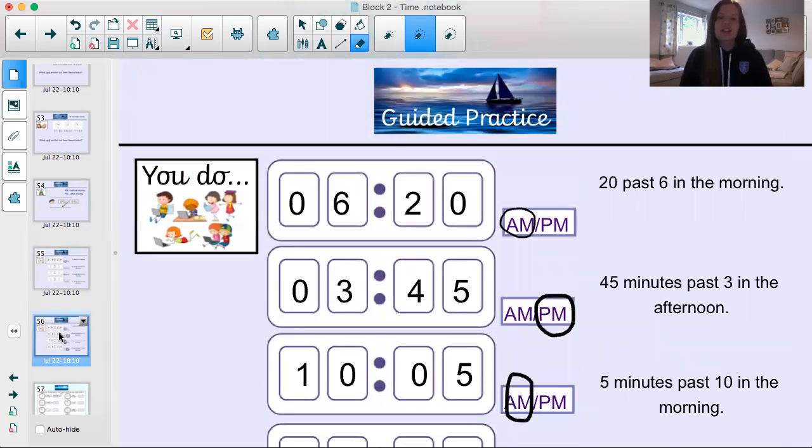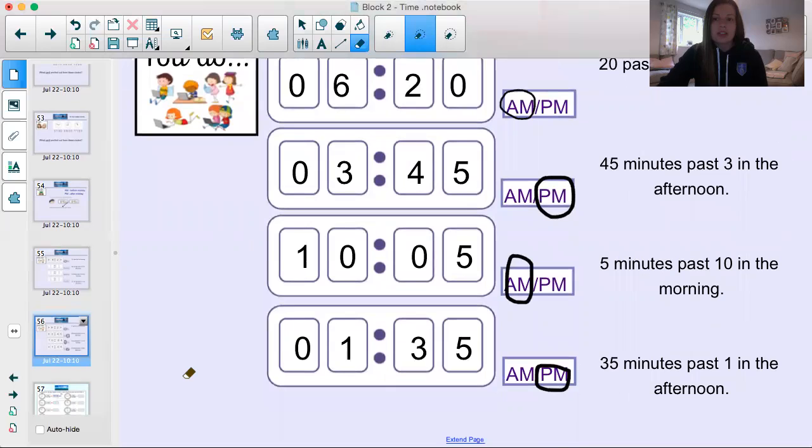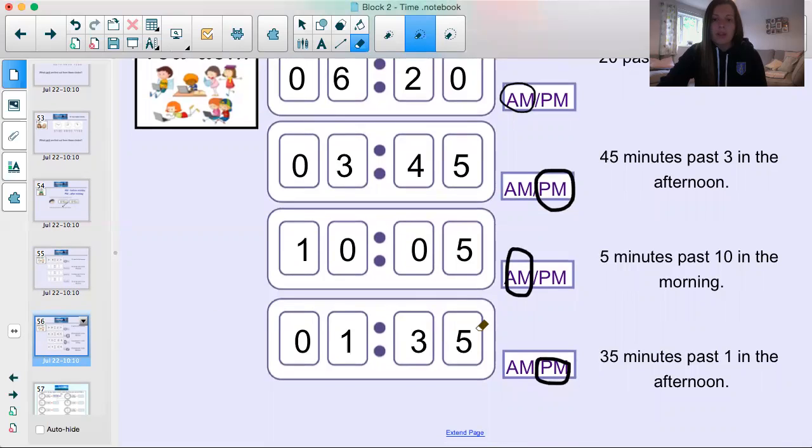Okay, so hopefully you've had a chance to fill out those clocks. Here are the answers. So 45 minutes past 3 in the afternoon, which you might also say is 4:45, should be 03:45 PM because it's in the afternoon. 5 minutes past 10 in the morning, 10:05 because it's 5 minutes past 10. And then I've put AM because it's the morning. 1:35 is the same as 35 minutes past 1 in the afternoon, or 25 to 2, you might call it.